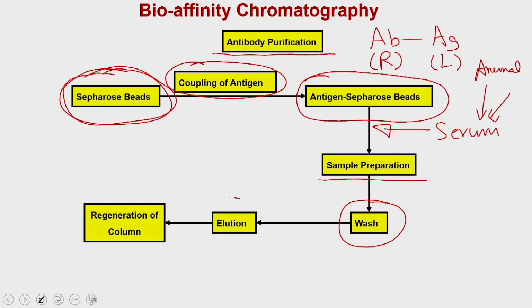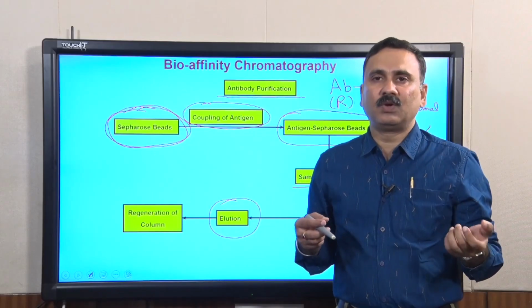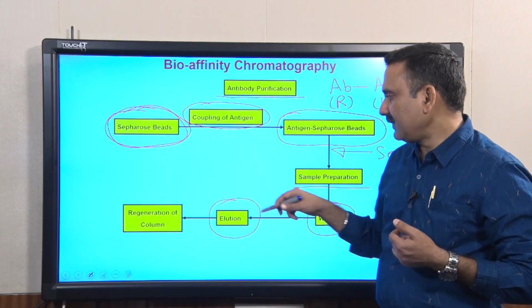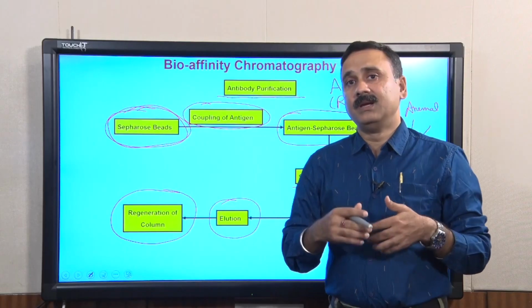Now, what you are going to do? You are going to do an elution. For elution, there are multiple approaches or multiple choices to elute the antibodies from the antigen, and once you are done with the purification, you have to regenerate the column. So, let us start with the first step, that is the coupling of antigen to the Sepharose beads to prepare your antigen Sepharose beads, which are going to be the column for purifying the antibodies.